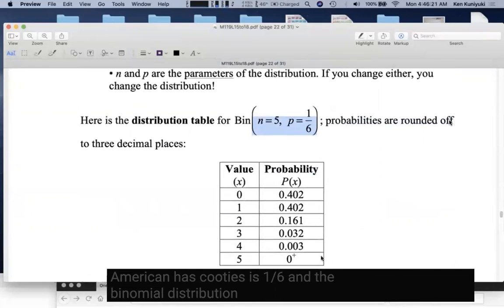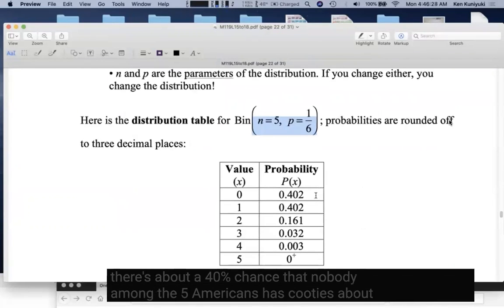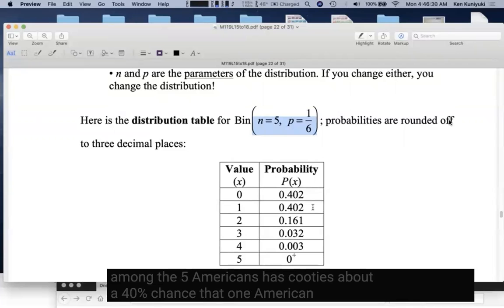And the binomial distribution looks like this. There's about a 40% chance that nobody among the 5 Americans has cooties, about a 40% chance that 1 American among the 5 has cooties, and so on.